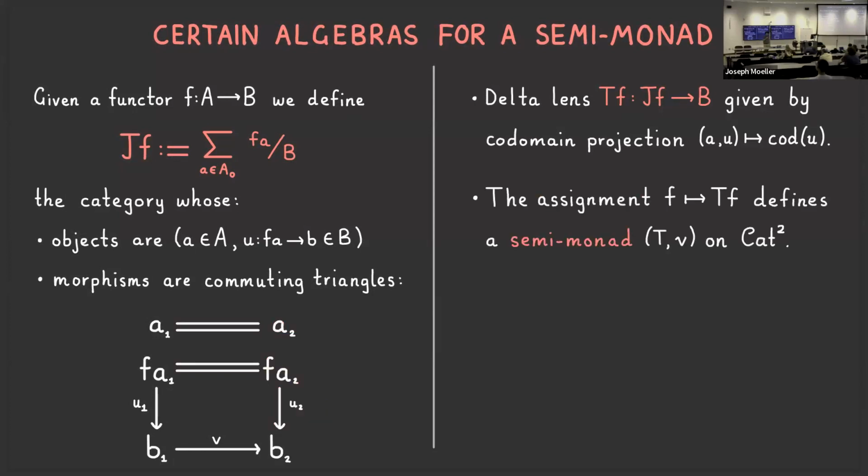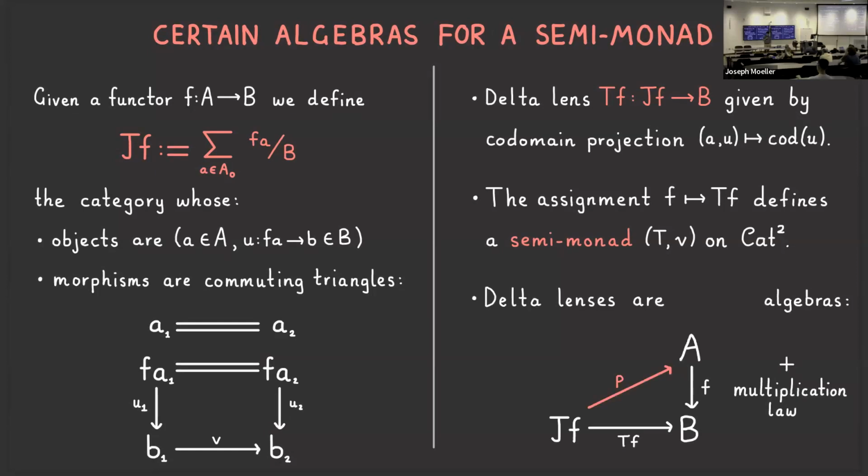Okay, so this assignment from F to this functor T of F is defining a semi-monad on the arrow category of Cat. I'm not going to tell you what the multiplication of this semi-monad is because you don't really need to know it, but this is defining a semi-monad. And so the delta lenses are algebras for this semi-monad.